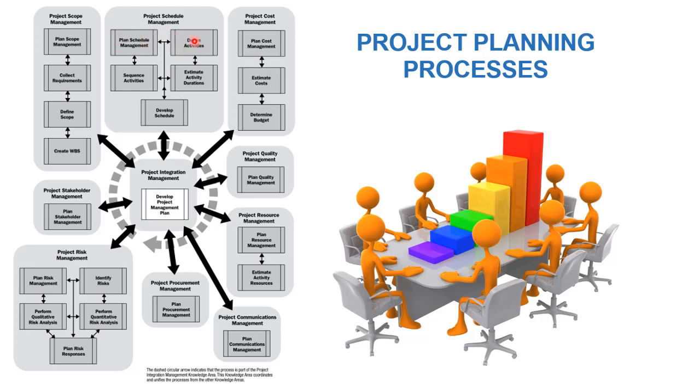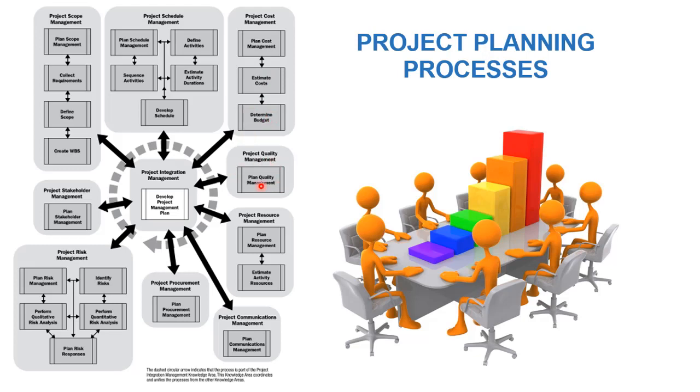Then how to define the activities, estimate the activity duration, sequence the activities and the relation between the activities, then develop the schedule. All these processes are in the planning process group. For the cost, starting with plan cost management, how I'm going to plan or manage the cost during the planning, and estimate cost and determine the budget.